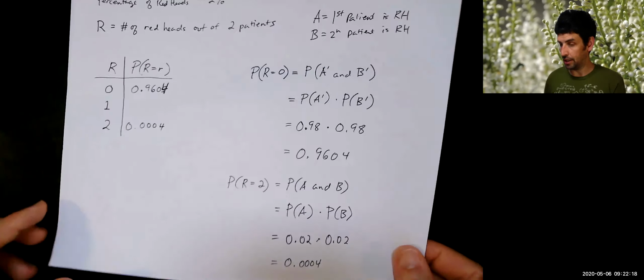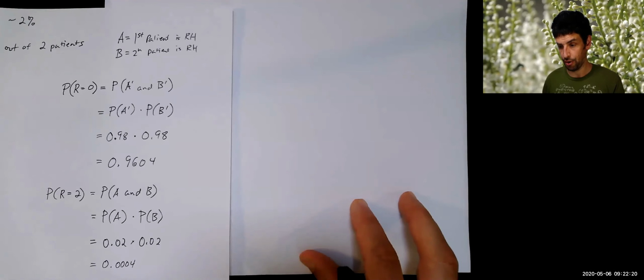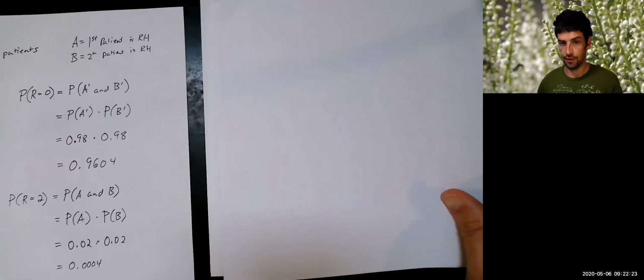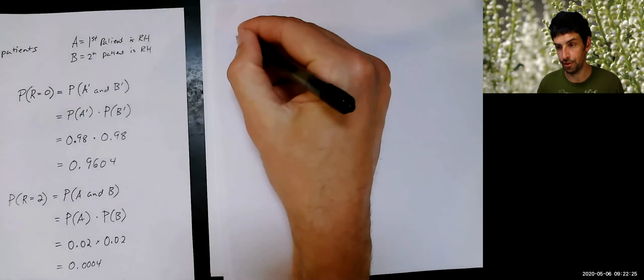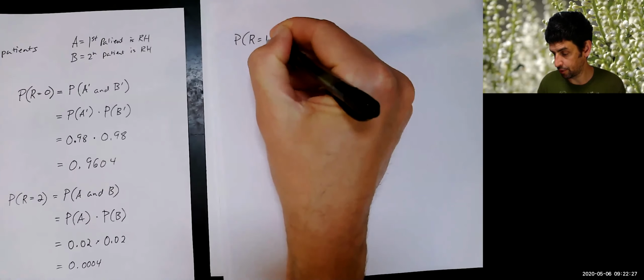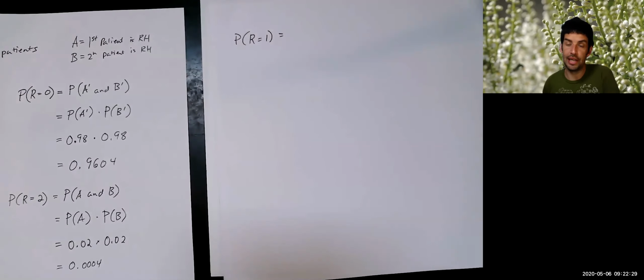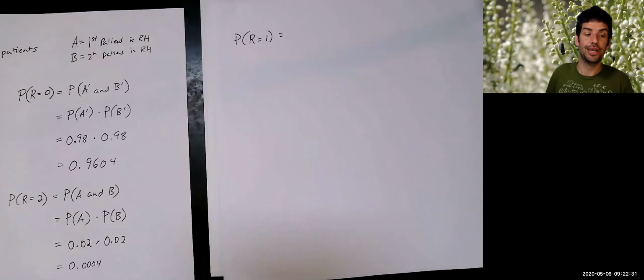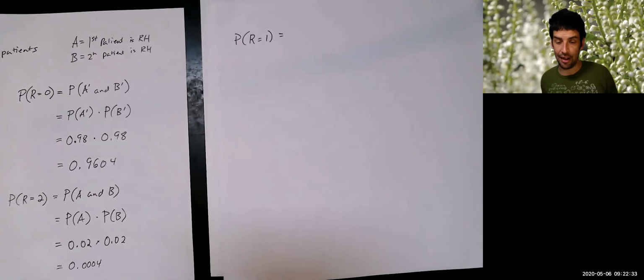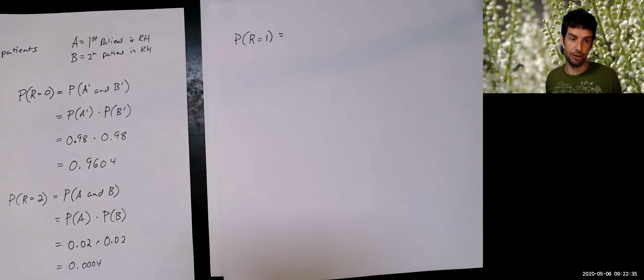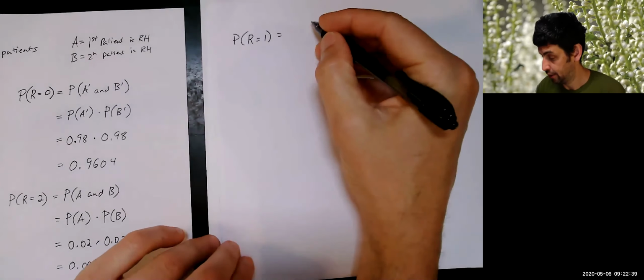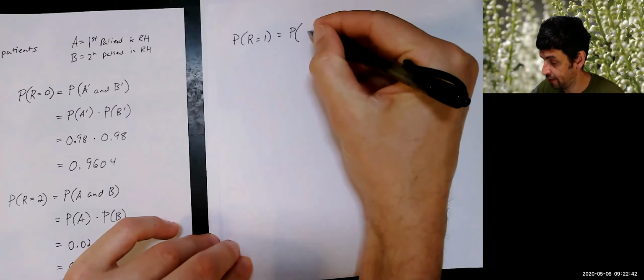This one is going to be a little bit more complicated, so I'll work off to the side here. We're now trying to compute the probability that r is equal to 1. So this one becomes a bit difficult. There are 2 ways we can have one redhead. The first way is the first patient's redhead and the second patient's not. So let's write that event.